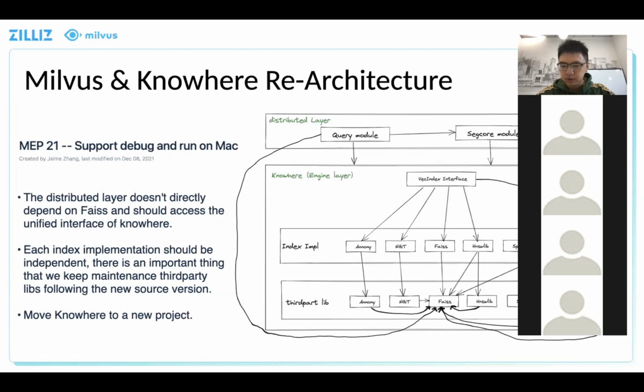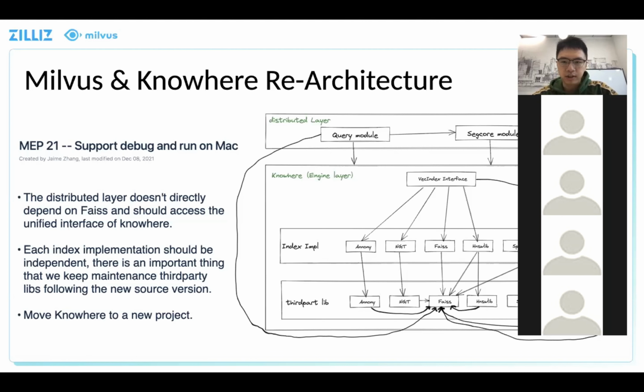Okay, next we'll talk a little bit about the Milvus re-architecture. This is something we did in the meanwhile when we did the MacOS Support project. On the Confluence, you can find this proposal by our senior contributor Jamie about our plan to support debugging and running on Mac. In this proposal, he talked a little bit about this re-architecture.